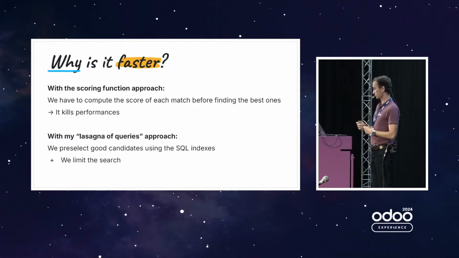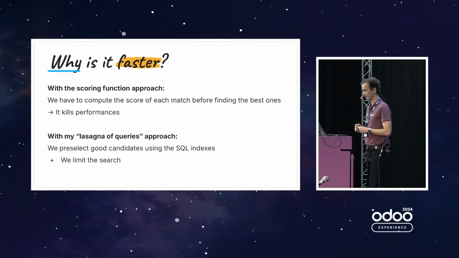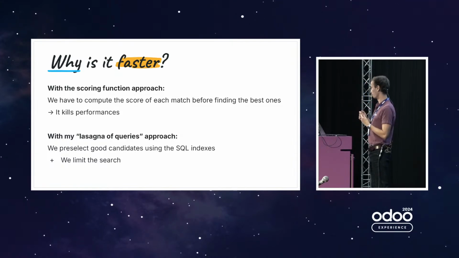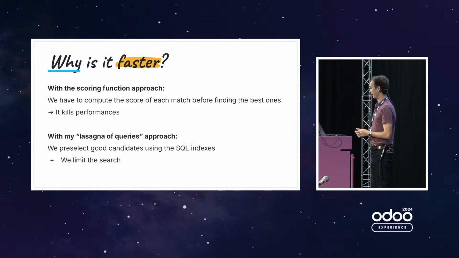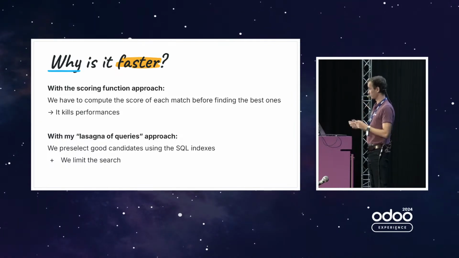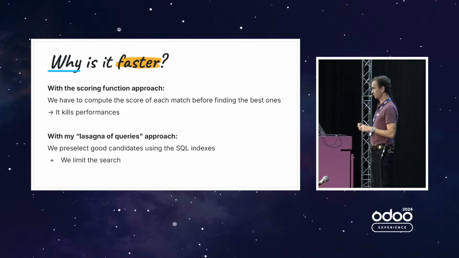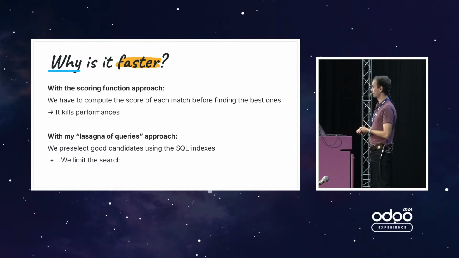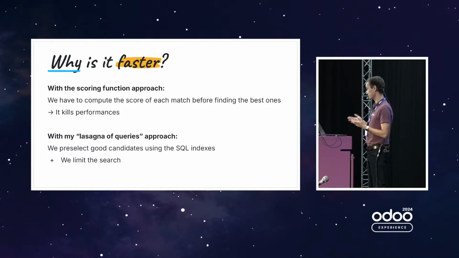And I tried to analyze why it is faster. And this is the reason. For the scoring function, you have to compute the score for each potential match to find the best one. And that's what kills performance. But if you use the lasagna of queries approach, then you pre-select good candidates using the SQL index. And that's really, really fast.